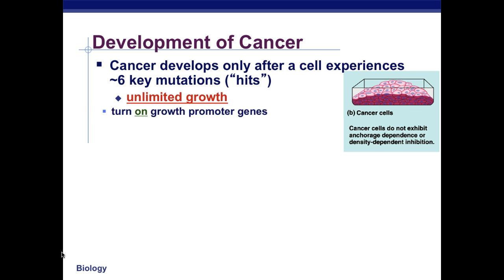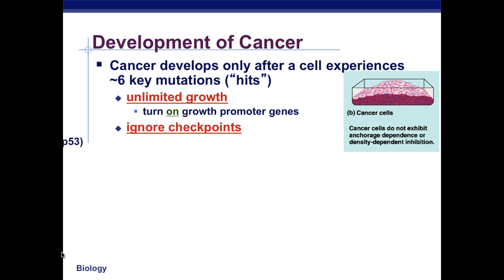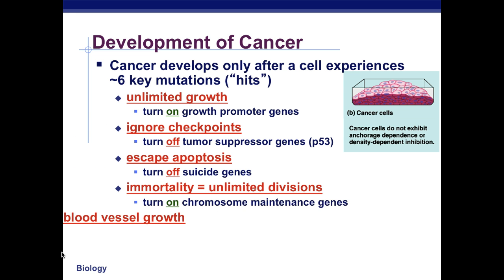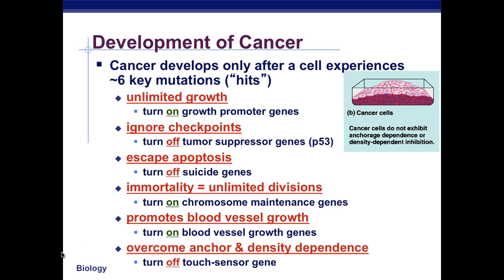So development of cancer. Cancer develops only after an experience of 6 key mutations, also known as hits. The hits include unlimited cell growth, so turning on the growth promoter factor gene, the ignoring of checkpoints, so turning off tumor suppressor genes, so for example the P53 protein. The cells escape apoptosis, so it turns off the suicide gene, so cells will not automatically undergo programmed cell death.